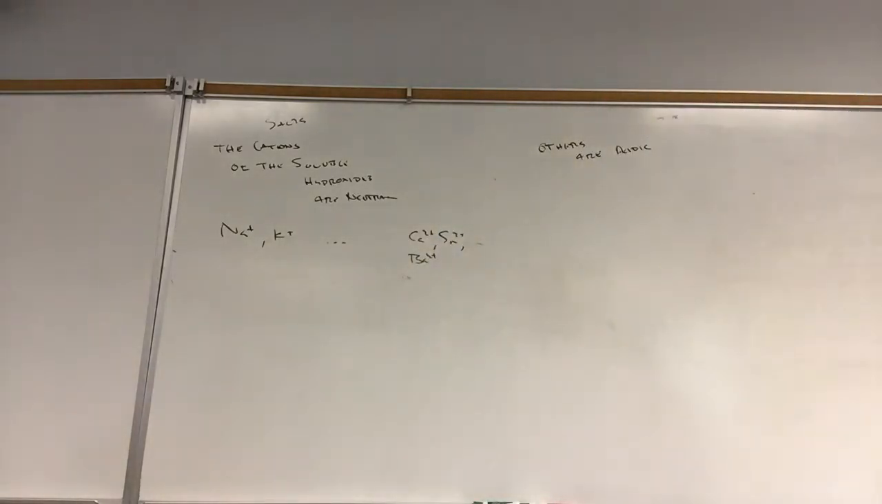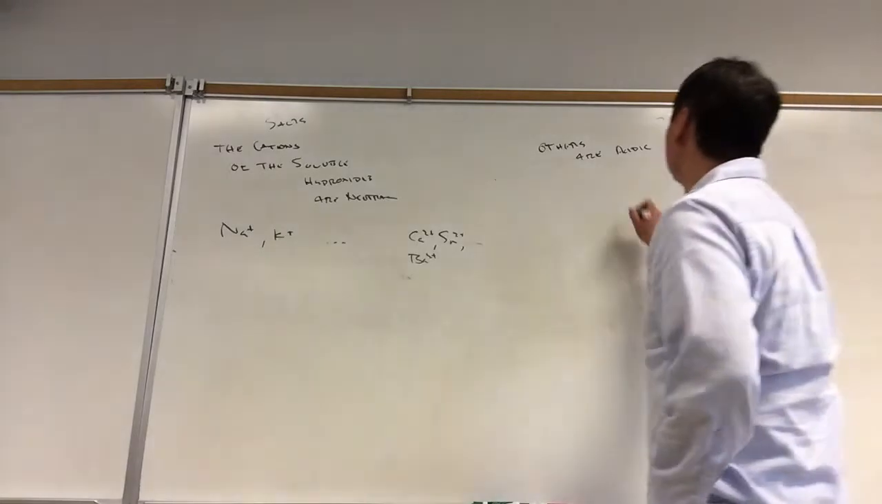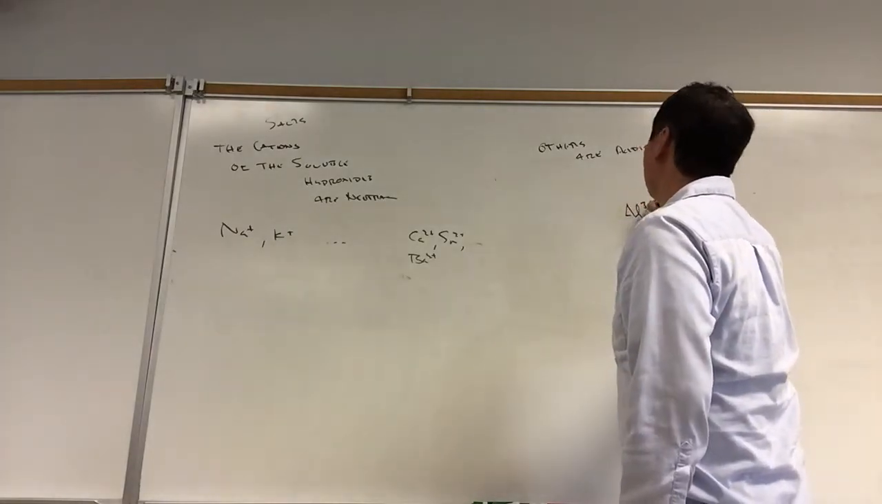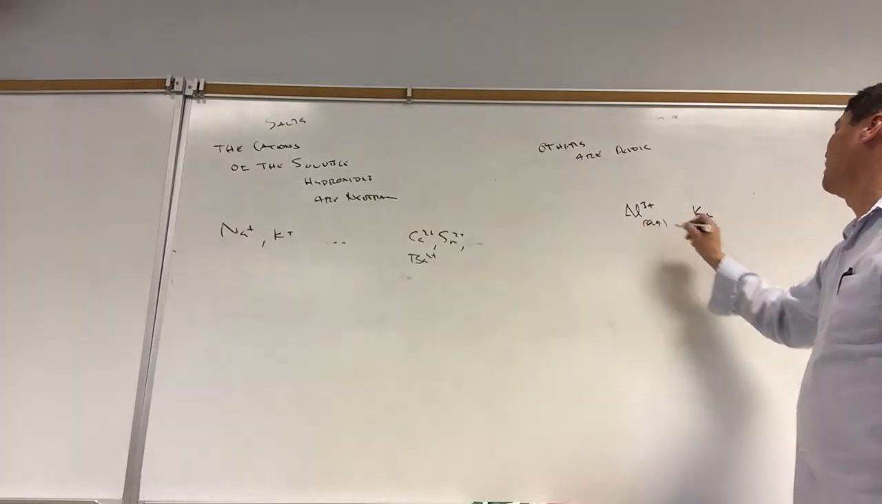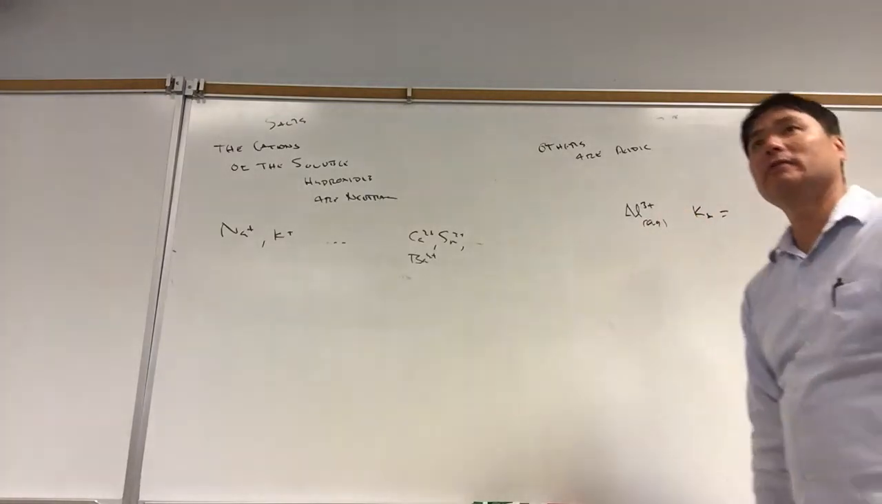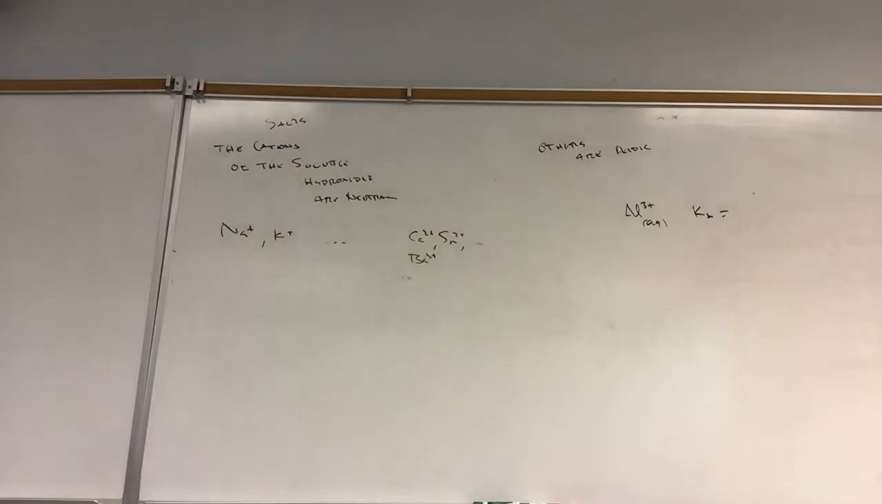So let's talk about some other cations that are quite acidic, like aluminum 3+. The Ka for aluminum 3+ aqua cubed is actually kind of big. Oh, 10 to the minus 5. I don't have the full number.